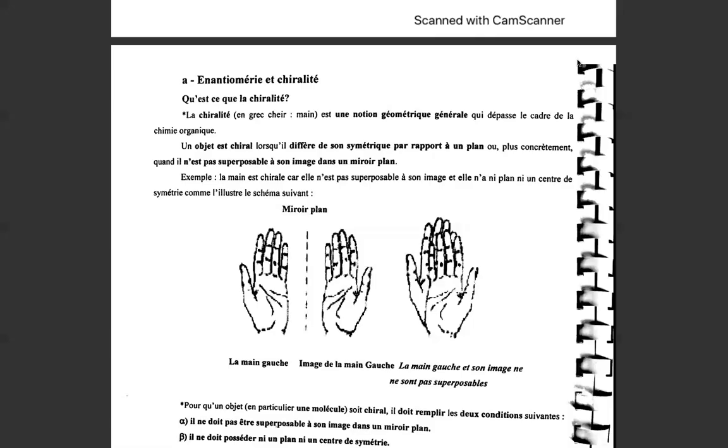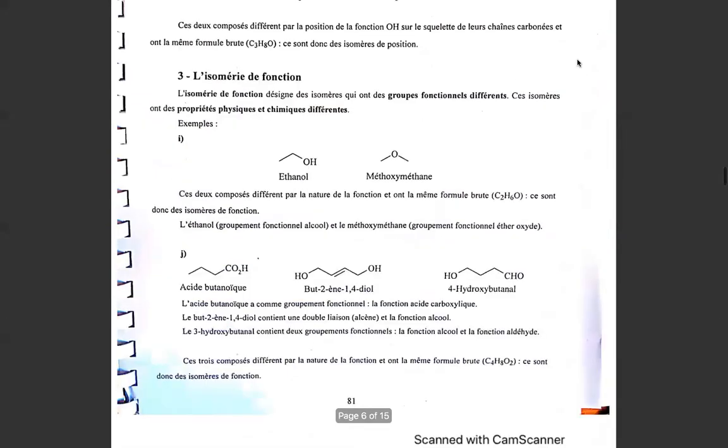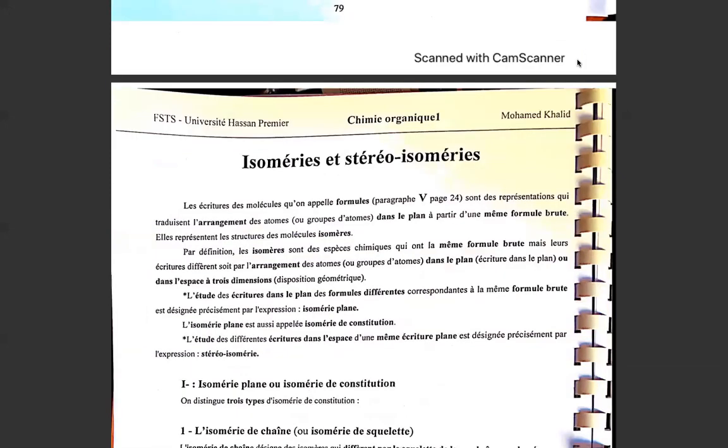So for those that were not around last time, we started the course on isomery and stereoisomery. Now we said an isomer is an organic compound that is made up of two parts. That organic compound must be different from the other in two forms. That is, the organic compound must be similar in the chemical formula, that is the formule brute, but different in the structural formula.